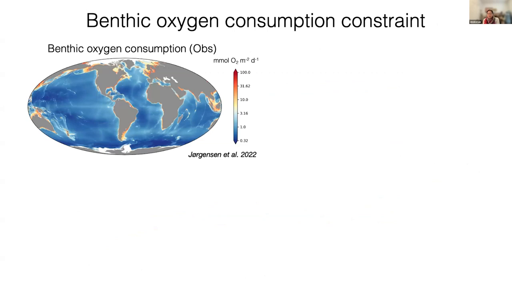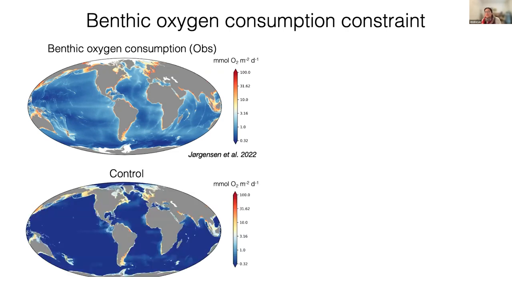So we were fortunate in that there is a very recent data product from Jorgensen et al. 2022 that combined all the benthic oxygen consumption values, mostly around the coasts in the Northern Hemisphere, but also some in the open ocean, into a global synthesis. I'm calling this the Jorgensen observational product. And this is now a metric that we compare our global models to.